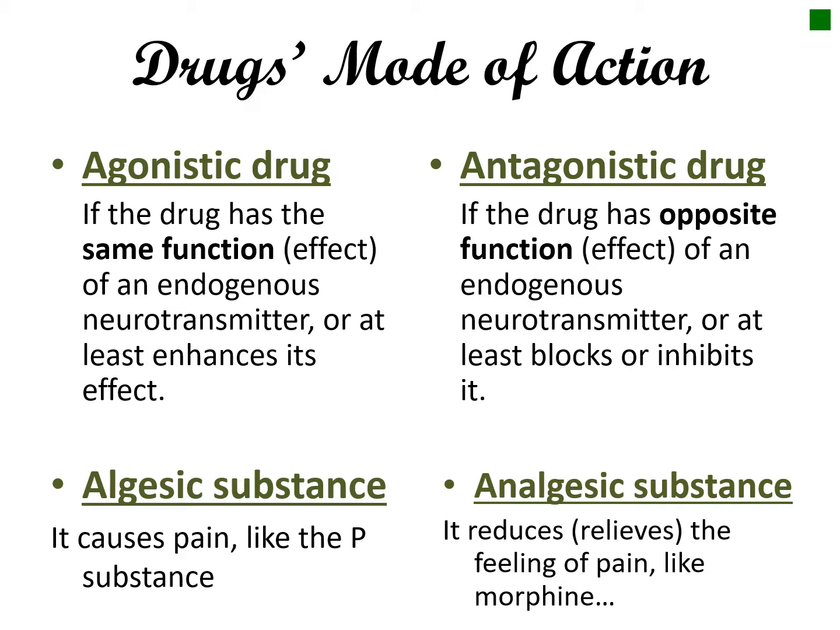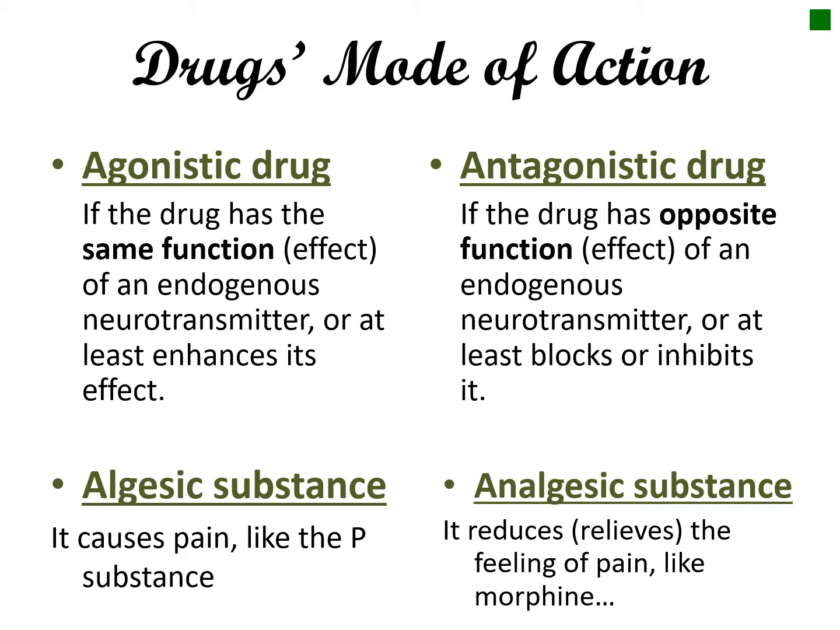Agonistic: the drug has the same function or the same effect as an endogenous chemical or endogenous transmitter, or if they don't have the same function or effect, at least they enhance and facilitate its function or effect. Antagonistic: drugs that have the opposite function or effect, or if they don't have the opposite function, they block or inhibit the function of these drugs.